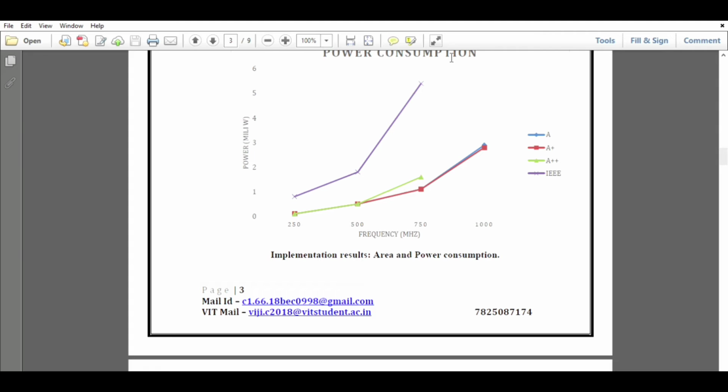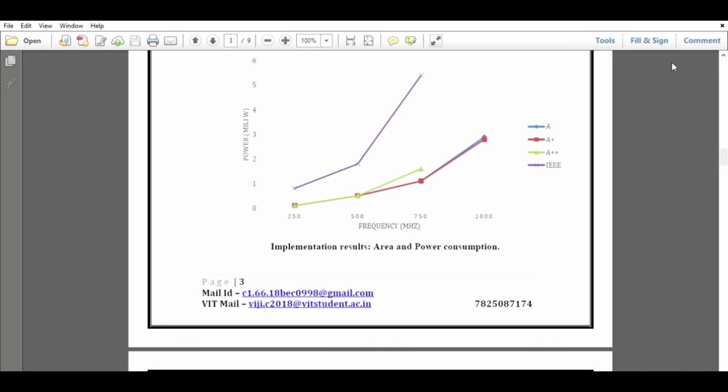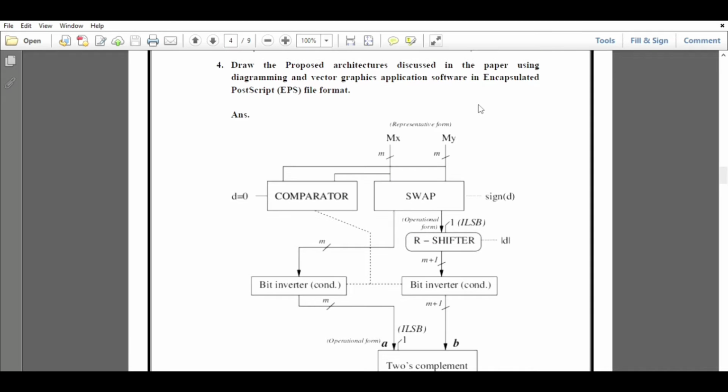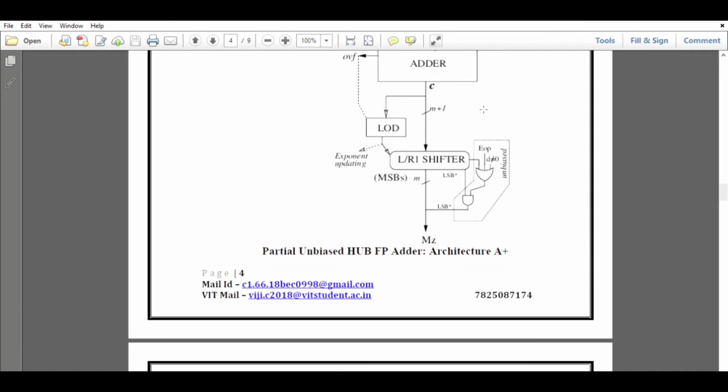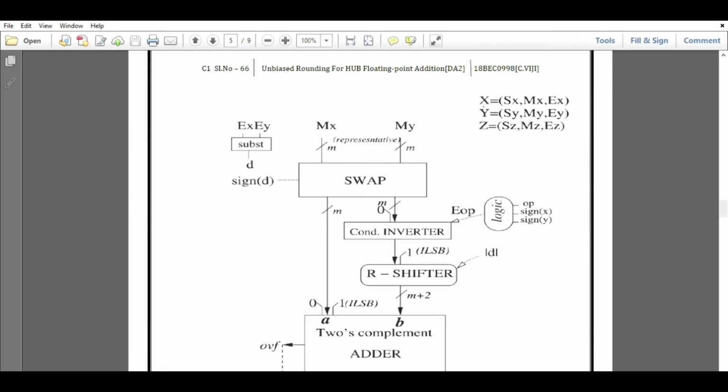This is a good candidate for applications where bias is not an important issue. However, for applications where the prevention of bias is mandatory, the unbiased adder A++ comes with a moderate increase of cost compared to the biased adder A. The two designs proposed in this paper are shown in the figure.